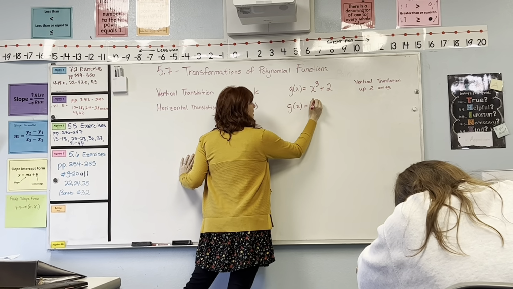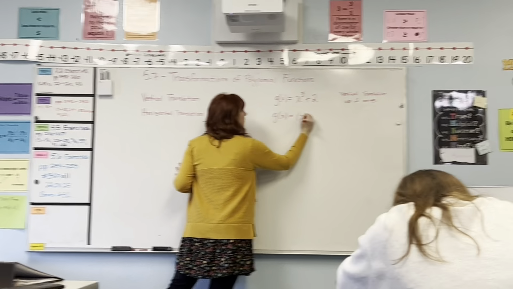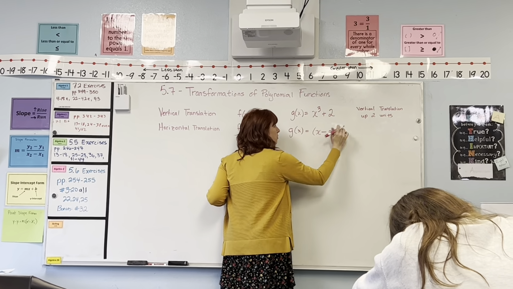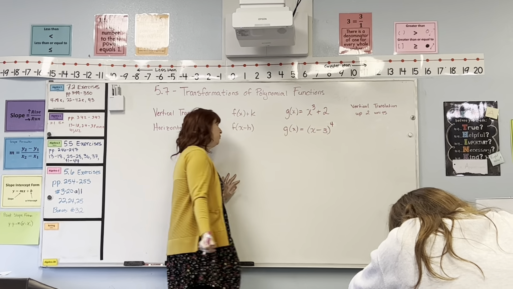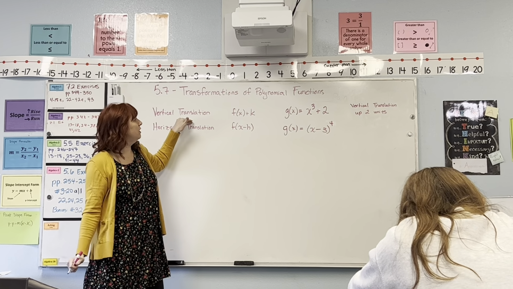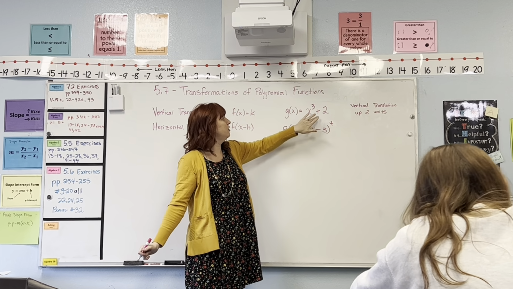Like this, like x minus 3 to the third power, something like that. Actually, let's do the fourth for this one. We'll do this one to the fourth power. So vertical translations, plus goes up, minus goes down.